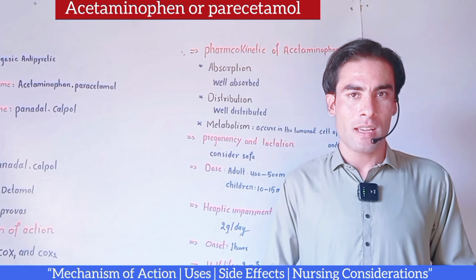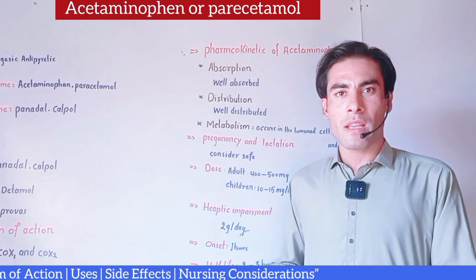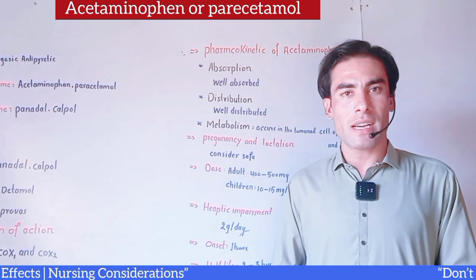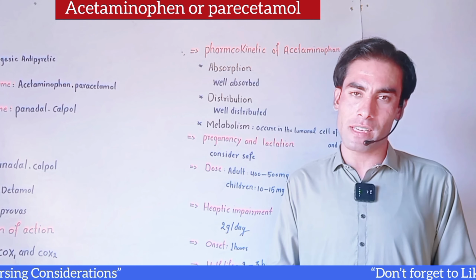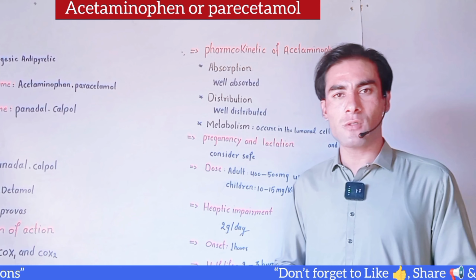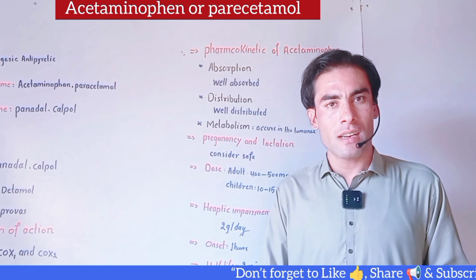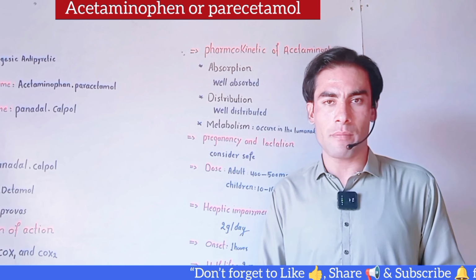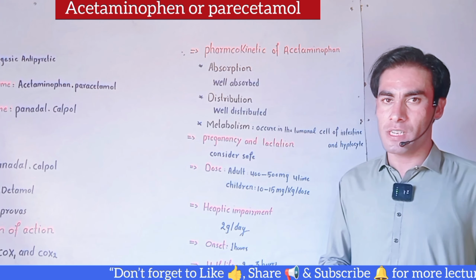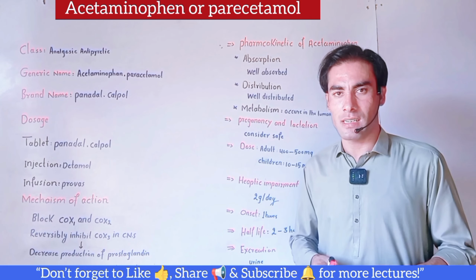For example, acetaminophen is antipyretic, meaning it reduces fever. Acetaminophen is analgesic, it relieves pain, but it lacks the anti-inflammatory property, meaning it doesn't reduce inflammation. It also lacks the anticoagulative property, meaning it doesn't prevent blood clotting. Now, all these properties are commonly associated with NSAIDs. That's why it is not considered an NSAID.